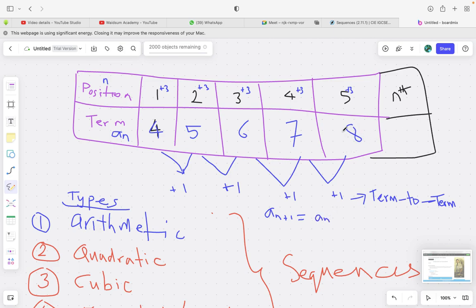If I want the next one now, the previous one is 8. So I'll just say an plus 1, which means 8 plus 1, and I'll get the next one. For example, if you are in the third term, the previous one is 6. 6 plus 1, you get 7. That's how we got 7. So you are just adding 1. So we write it here.